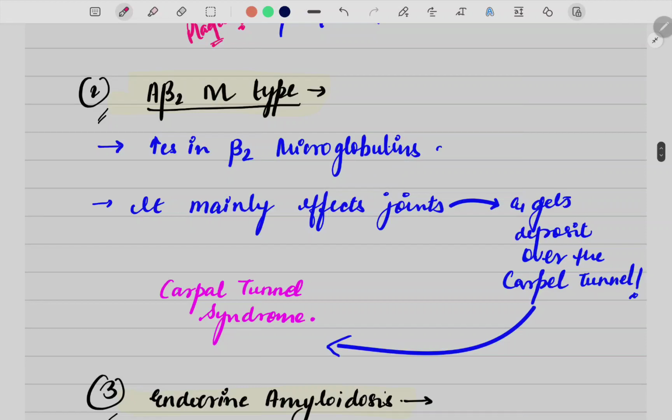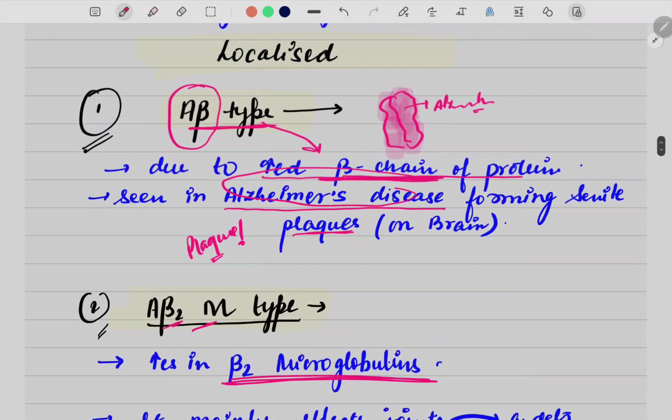Coming to the second type, A beta 2 M type. Here again it is happening because of beta 2 microglobulins. Beta 2 microglobulins, easy to remember. Increase in the beta 2 microglobulins. Here it was just increase in the beta chain of protein.